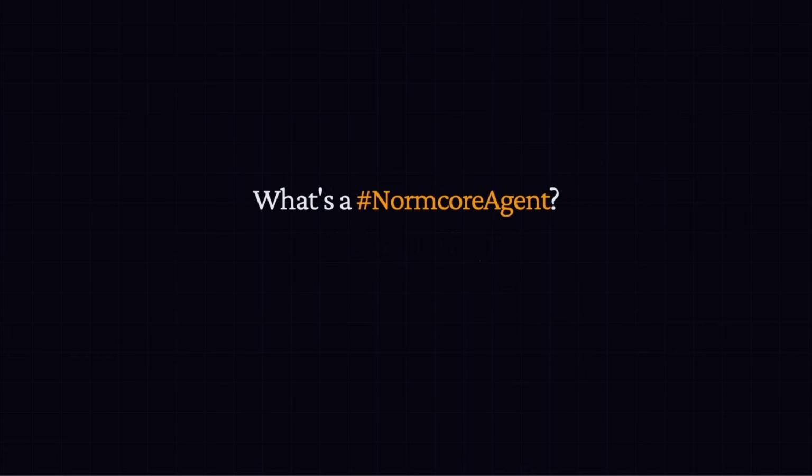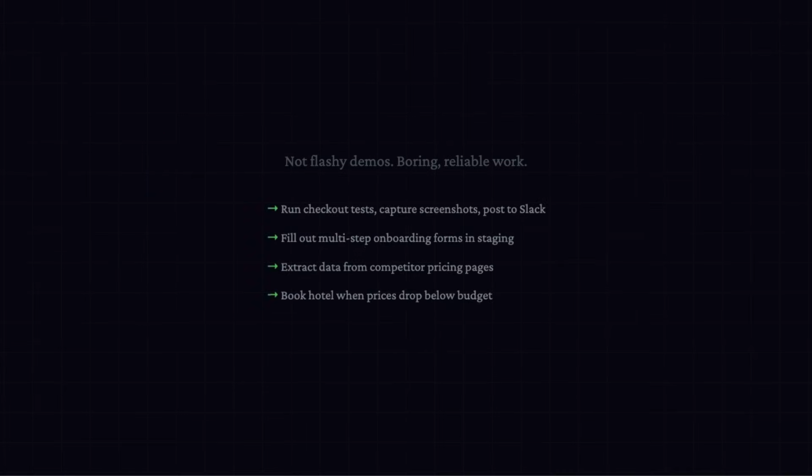So what exactly does this mean? It's their term for boring but important stuff. They're not trying to build a general browser agent, but these are agents that reliably fill out the same form 1,000 times without breaking. And as developers, that's exactly what we are interested in. So think about the stuff that you actually need automated. For example, running your checkout flow after every deploy and posting the screenshots to Slack. Now, these are not glamorous tasks, but they are the ones that eat up hours every week.